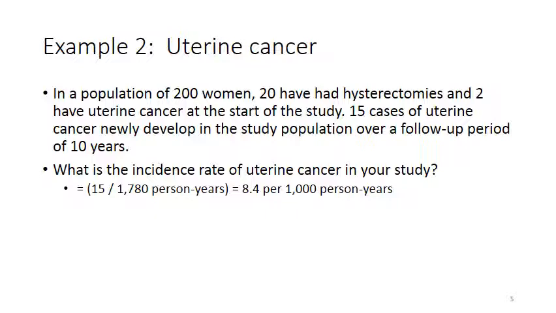The person time at risk is calculated by subtracting the 2 women who already have uterine cancer and the 20 that have had hysterectomies from the study population of 200 women. The 178 women who are at risk are multiplied by the follow-up time of 10 years. The incidence rate of uterine cancer in this example is 8.4 per 1,000 person years.